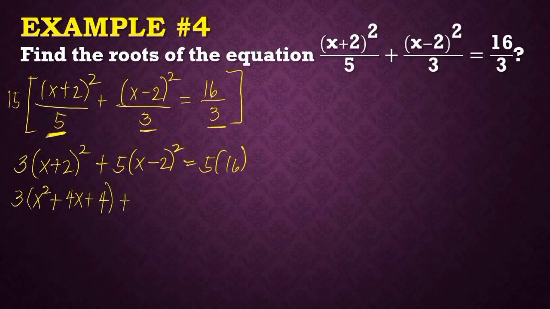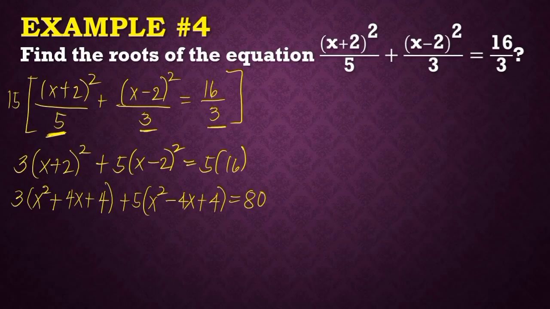Plus 5, ito namang x minus 2. So, square x, that is x squared. And then x times negative 2, that is negative 2x times 2, negative 4x. Negative 2 squared, that is positive 4, equals the product of 5 and 16, that is 80.